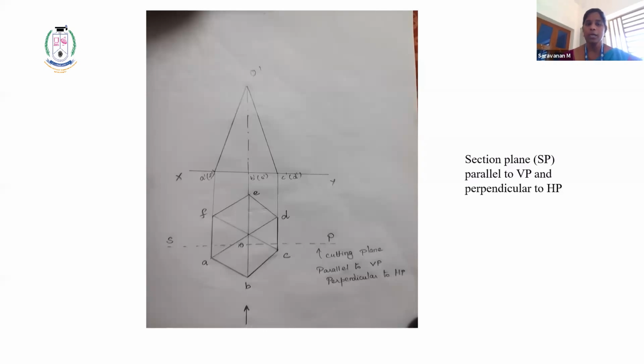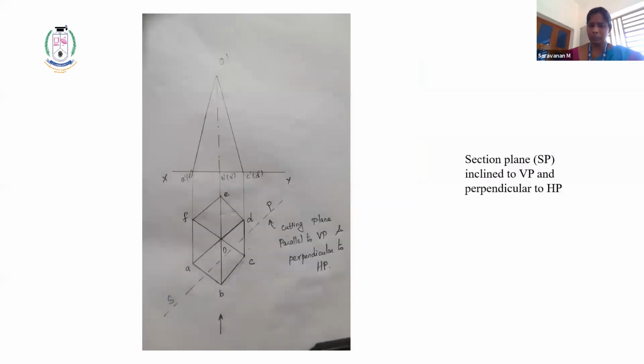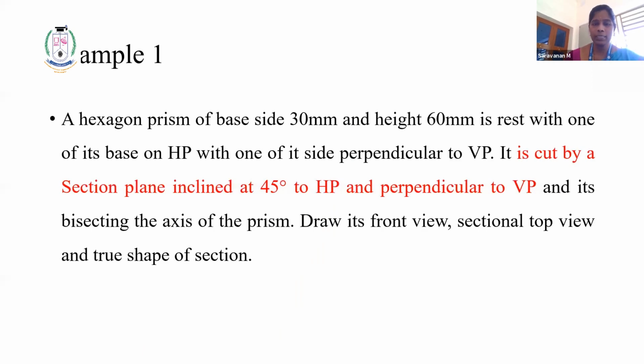Below we are having the top view. The sectional plane is cutting the top view, that is cutting the shape of the solid. Okay, so which is parallel to XY, remember. So next one, sectional plane inclined to VP and perpendicular to HP. So it is going in an inclined manner with respect to XY and it is cutting the top view of the solid. So next, first one. Now we are going to discuss the first problem.